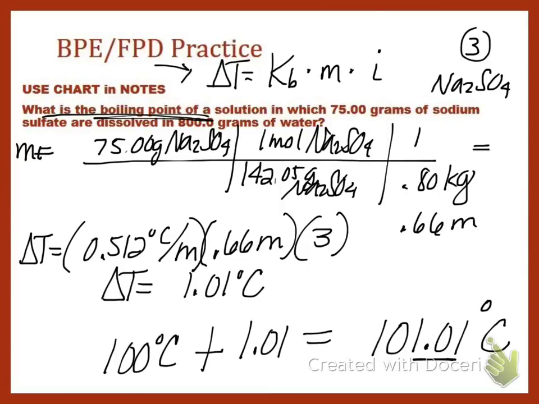So the biggest mistake kids make is they stop here and say, oh, I did my calculation. That's not the new boiling point. The new boiling point is that added to your temperature. Okay? So if I added that much sodium sulfate to that much water, I would expect my boiling point to go up by 1.01 degrees. Okay? So let's do a freezing point, and then I have a challenge problem for you if you're interested.